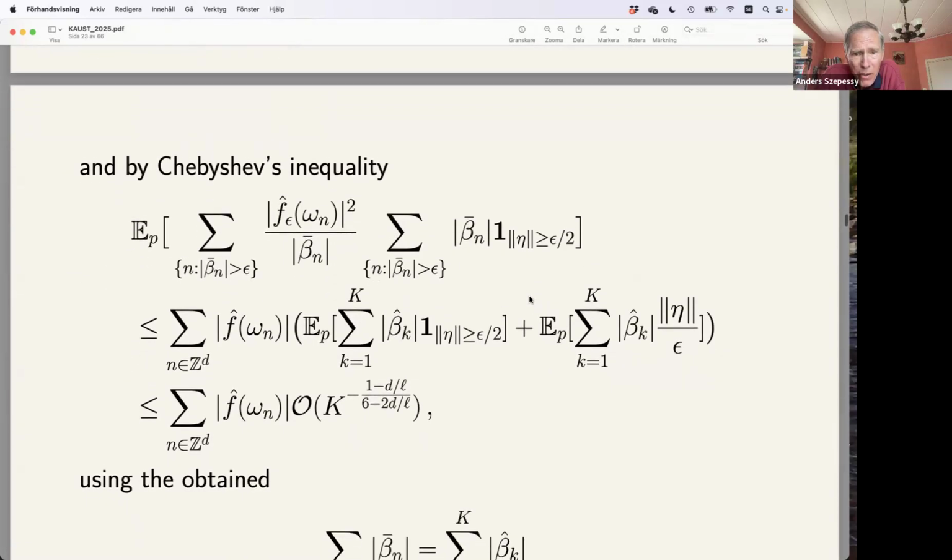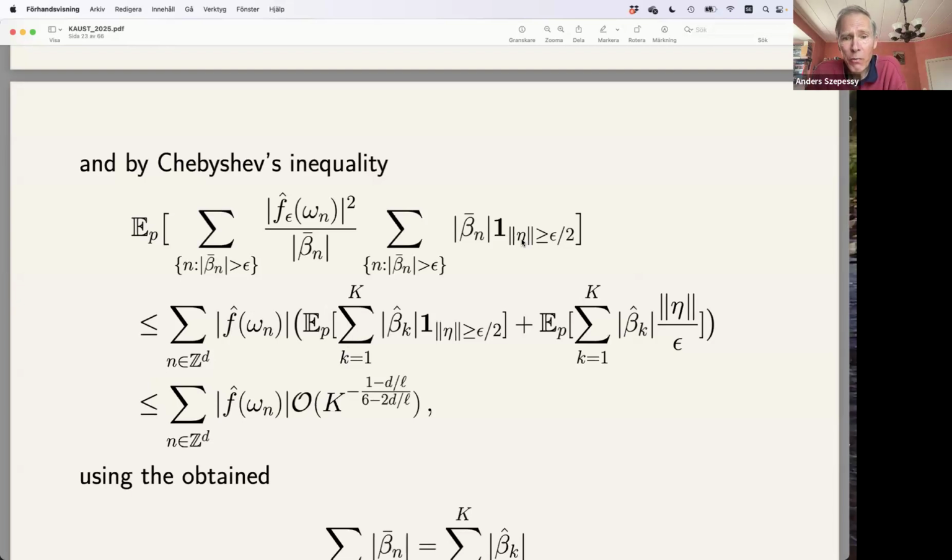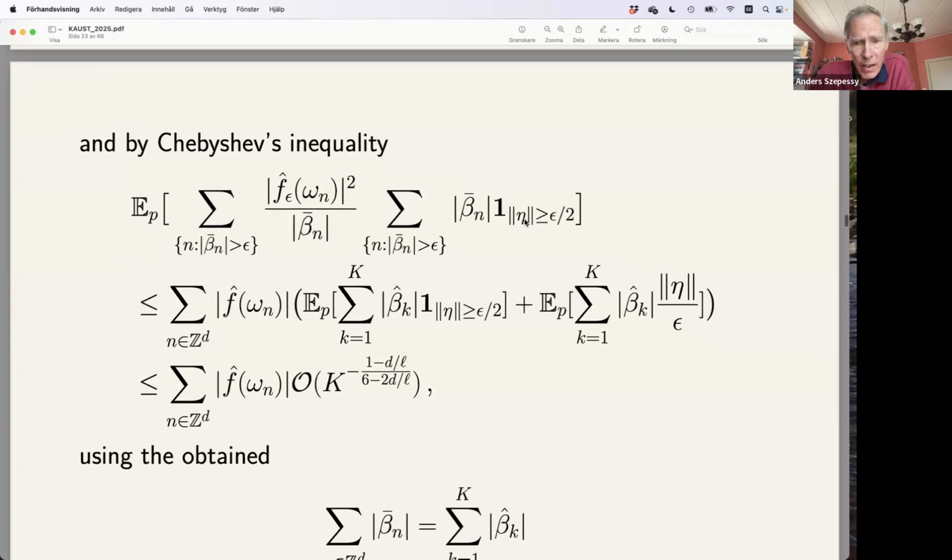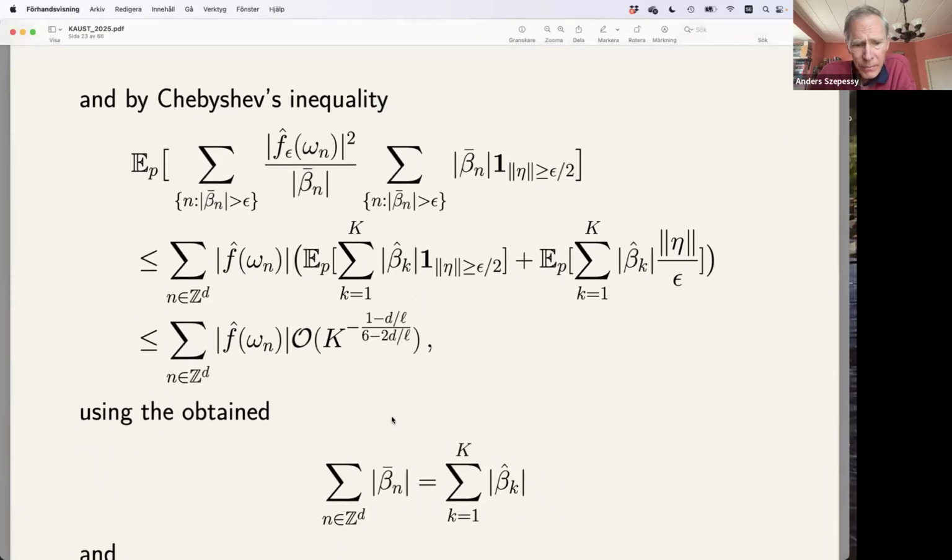Now the other part is when the event where the Fourier coefficient happens to be large. That event has a small probability that we estimate by Chebyshev's inequality. And then one needs to know, so in this step, we need to use the Tikhonov bound.